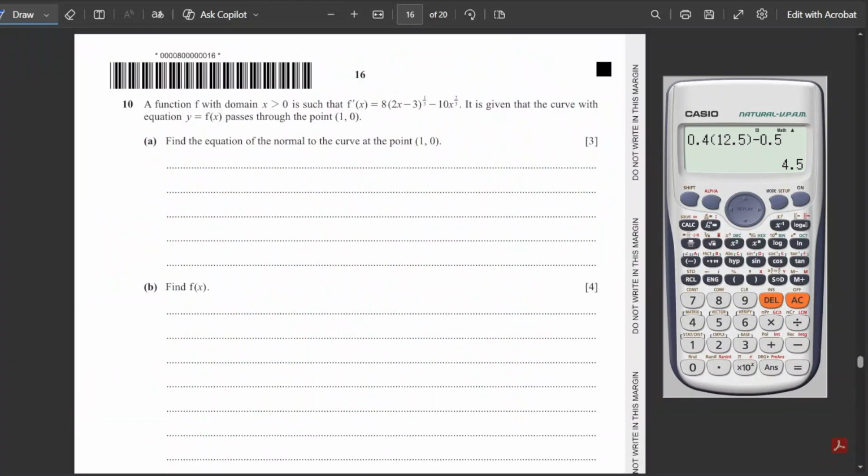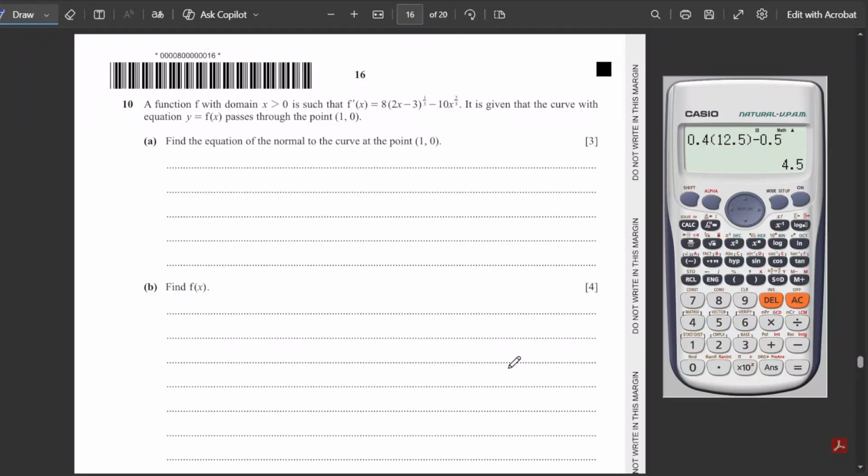We're on to the last problem of this paper. Question 10 says a function with domain x greater than 0 is such that its f prime of x, or its derivative, is given to us by the equation h bracket x. I'm not going to read this equation. It's a really long equation, but they're basically telling us that you can find the derivative of the function using this particular equation.